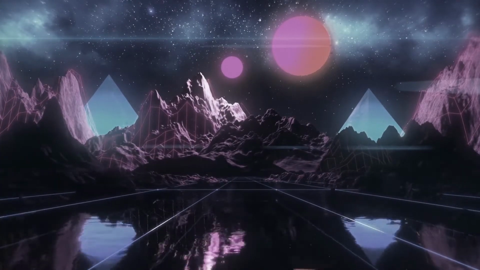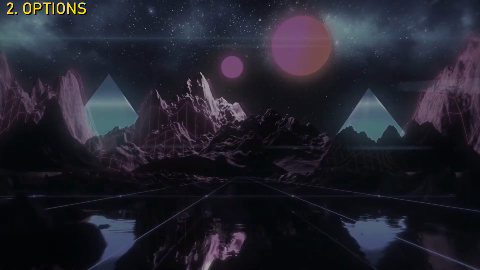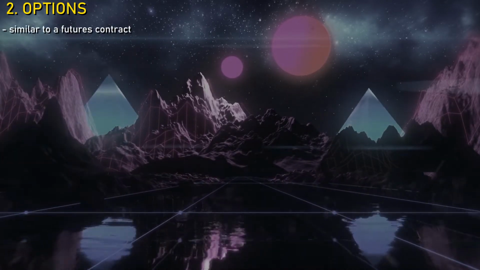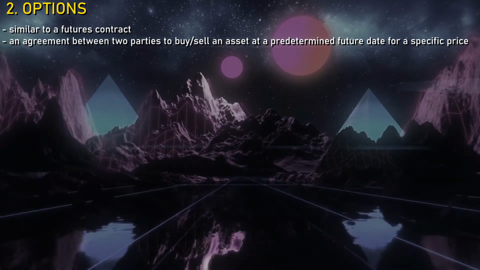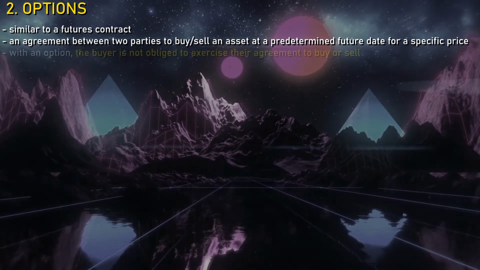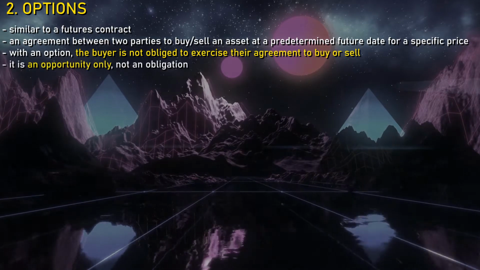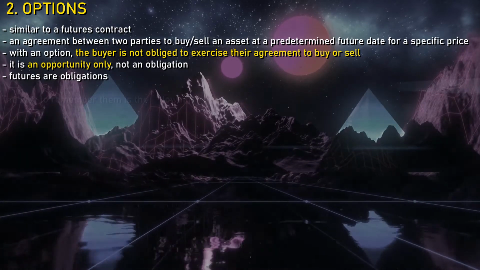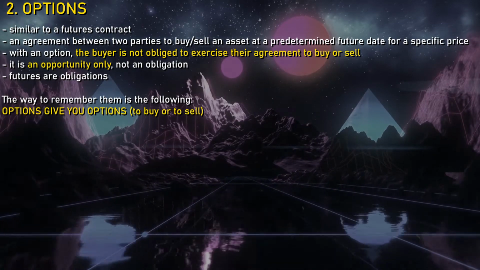Now that we're done with futures, let's look at options. These ones are also tricky, but I'll do my best to explain them in a simple way. An options contract is similar to a futures contract in that it is an agreement between two parties to buy or sell an asset at a predetermined future date for a specific price. The key difference between options and futures is that with an option, the buyer is not obliged to exercise their agreement to buy or sell. It is an opportunity only, not an obligation. Futures are obligations. The way to remember them is the following. Options give you options, to buy or to sell.